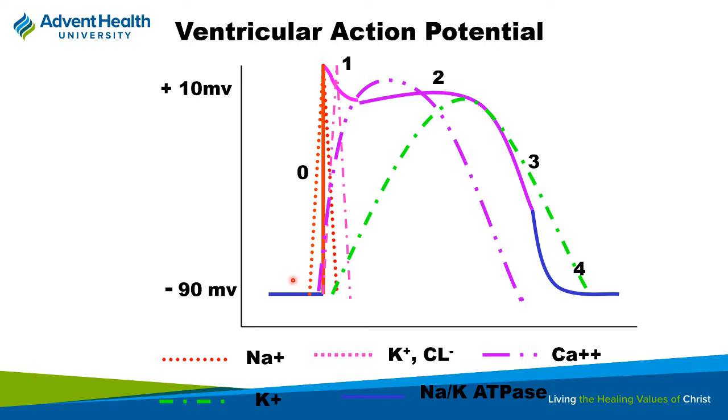Clear as mud? So for phase one and phase three, you have outward potassium, but why in only phase one are you also getting chloride? Why are you getting chloride in as well as potassium? That's just how it works. But for phase three, it's just not happening.